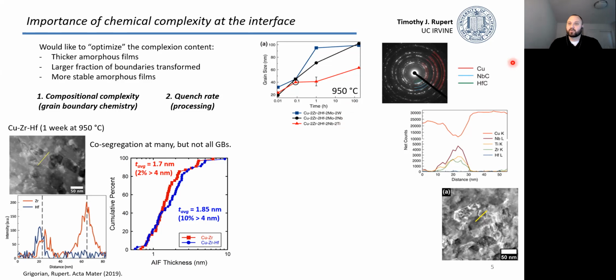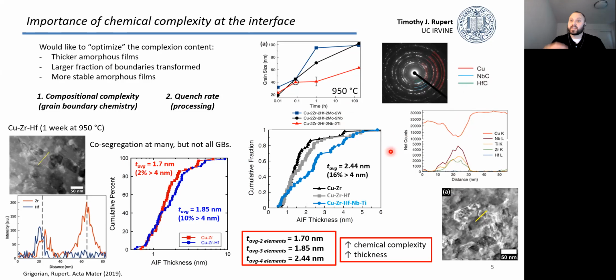So in this processing route, we sometimes get carbides in our sample. And in fact, in this case, all the hafnium that we wanted to go to the grain boundary ends up getting sucked up by the carbide. So this is an example showing at the grain boundary, we have copper, niobium, titanium, and zirconium. So we have 4 elements there. More importantly, what we can do is, again, go measure the distribution of the amorphous complexions. We find that this curve is pushed further to the right. So we have a very consistent observation. As we go from 2 to 3 to 4 elements at the boundary, we get thicker and thicker amorphous complexions. So increasing that chemical complexity does increase the thickness of those amorphous complexions.